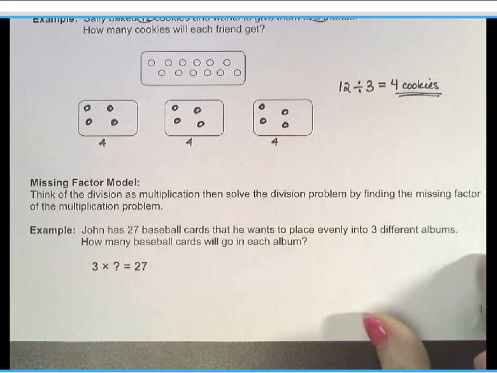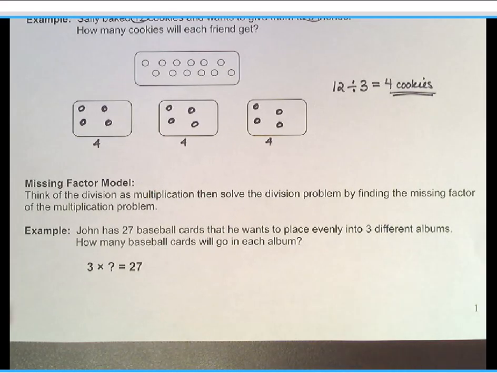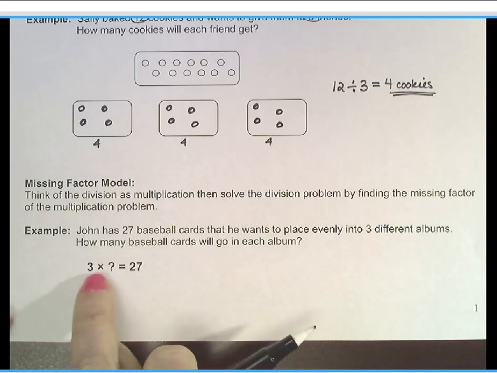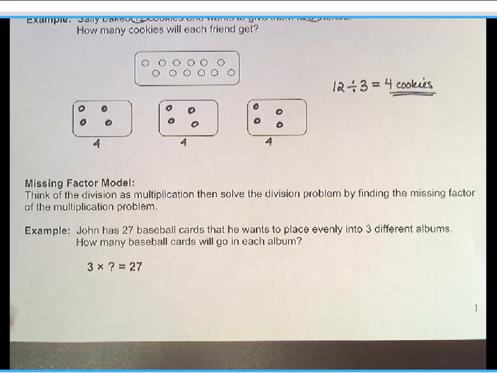The last way is what's called the missing factor model. You saw one before that was called the missing addend model. That's where we turn subtraction problems into addition problems because they're easier. Well, guess what we're going to do? We're going to turn the division problem into a multiplication problem because multiplication is inherently easier than division. So think of the division as a multiplication problem and then solve it by finding the missing factor. Remember, two things that are multiplied together are called factors.